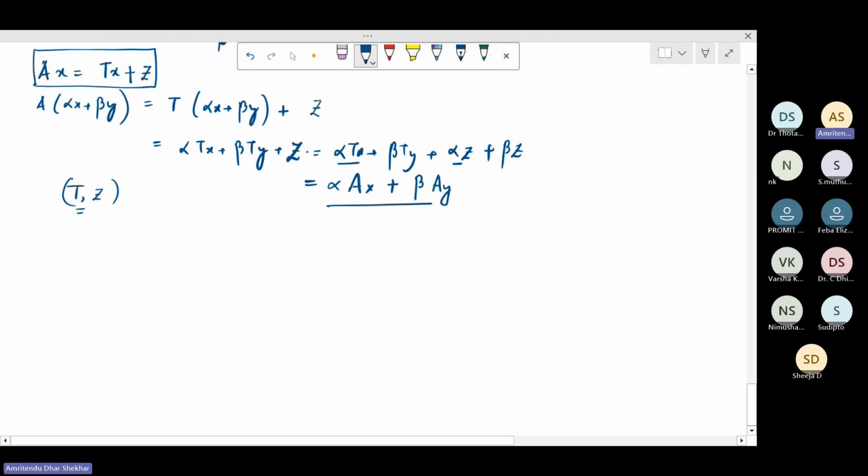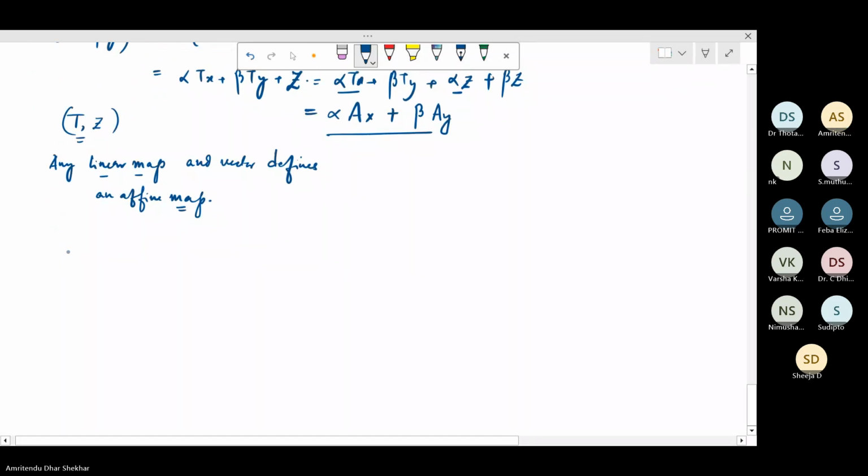So let me write it down. Any linear map and vector defines an affine map. So let's take a concrete example.